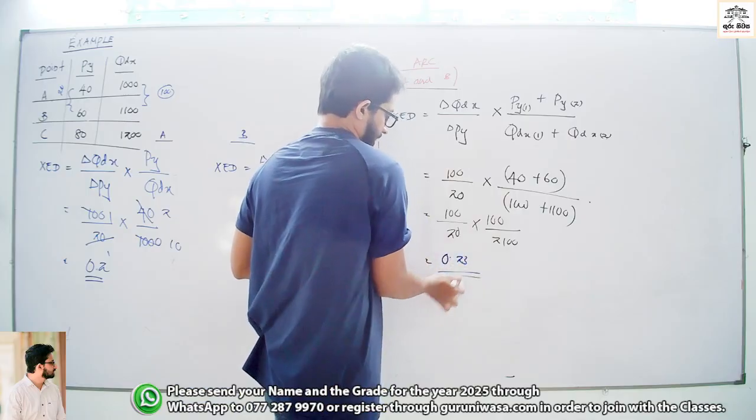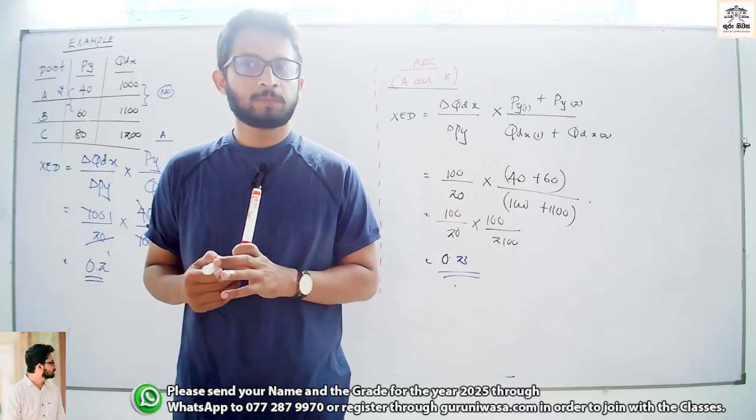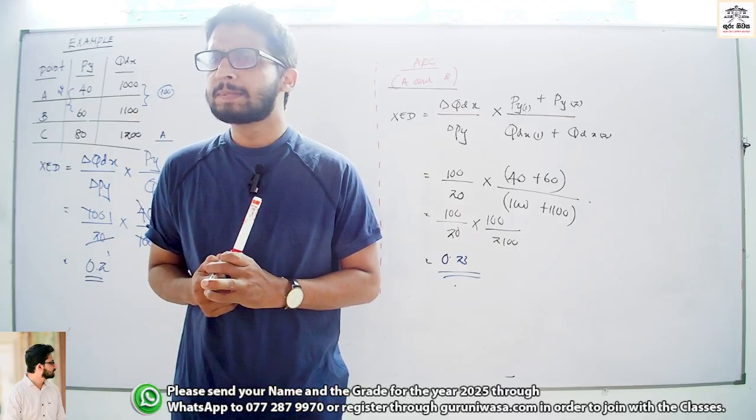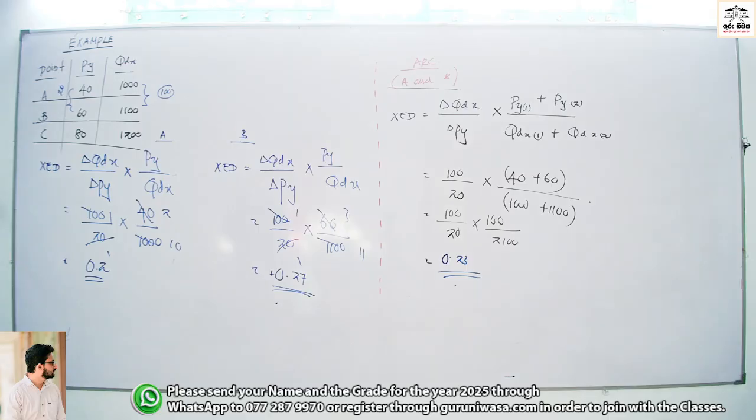0.23. You got the same answer, did you? So calculating. Right, take time. You can calculate arc price elasticity between point B and C. It's not given. You can do it.